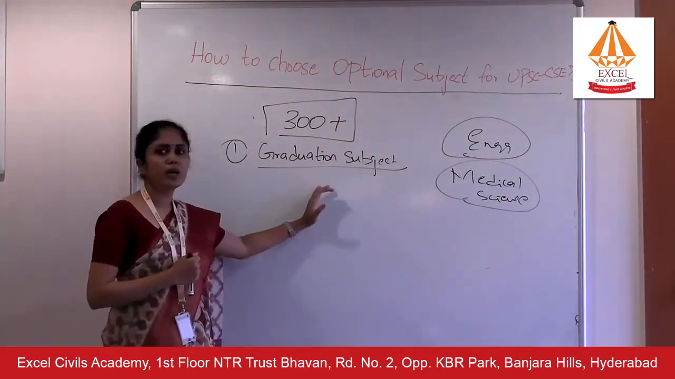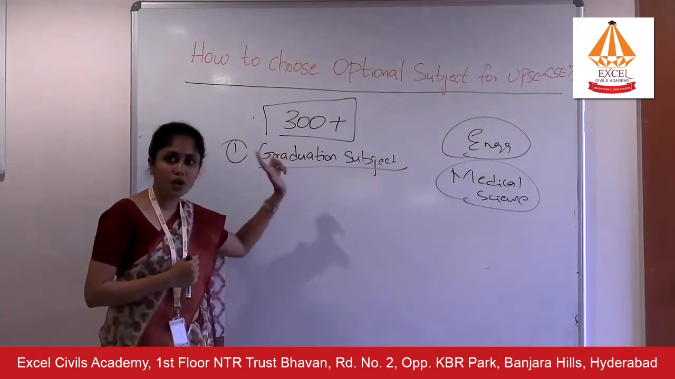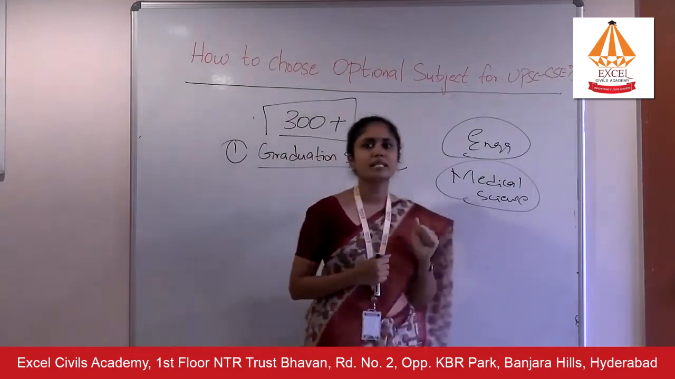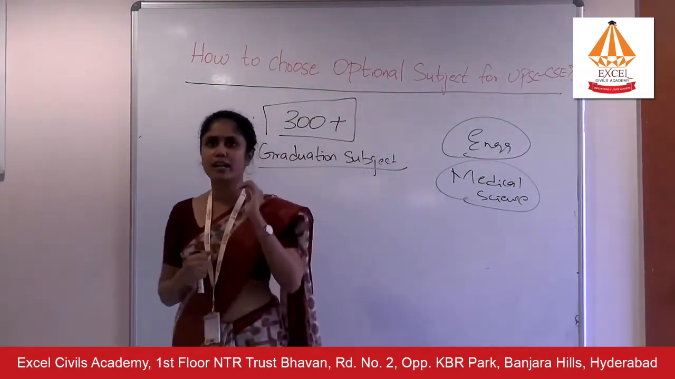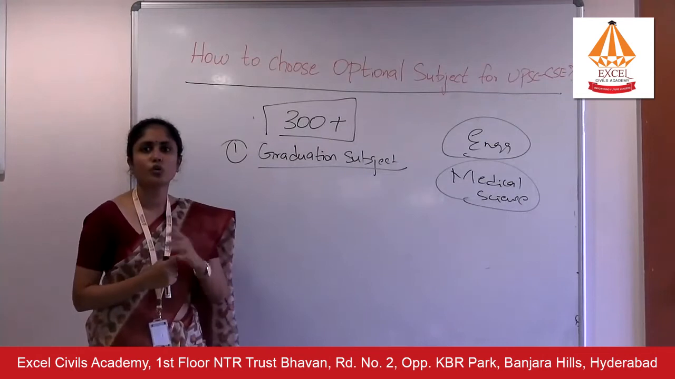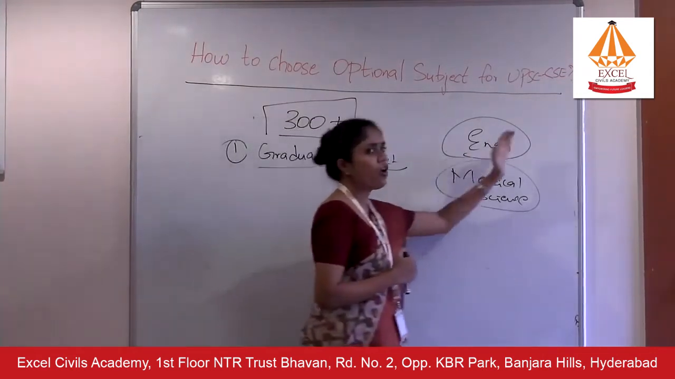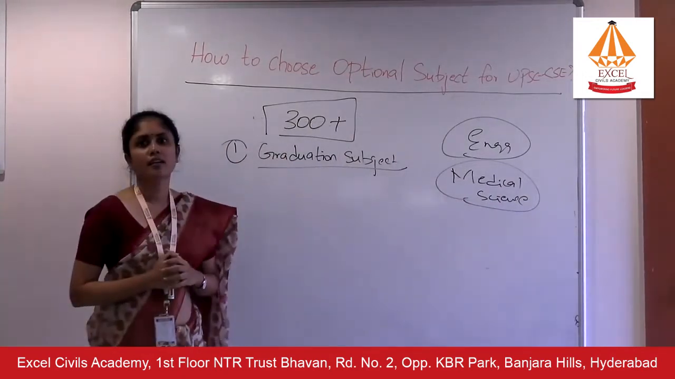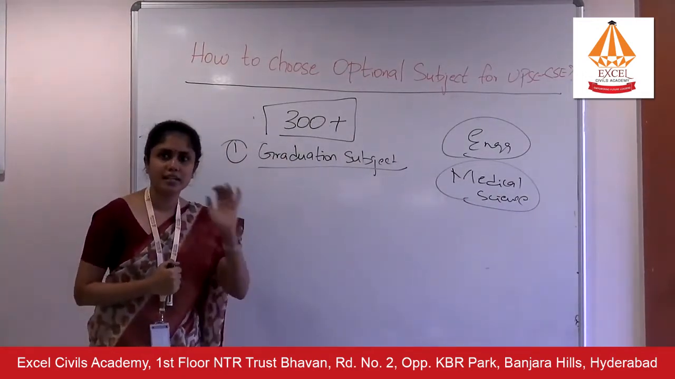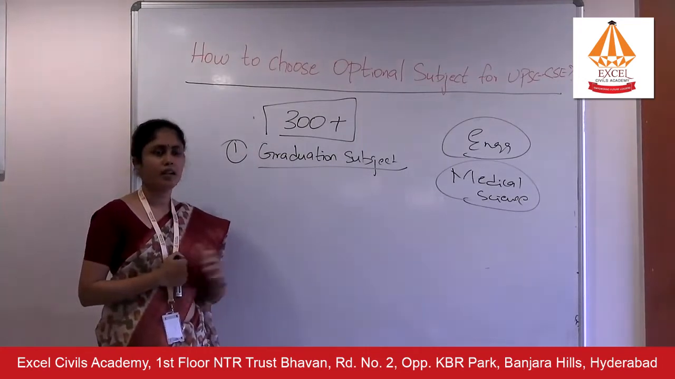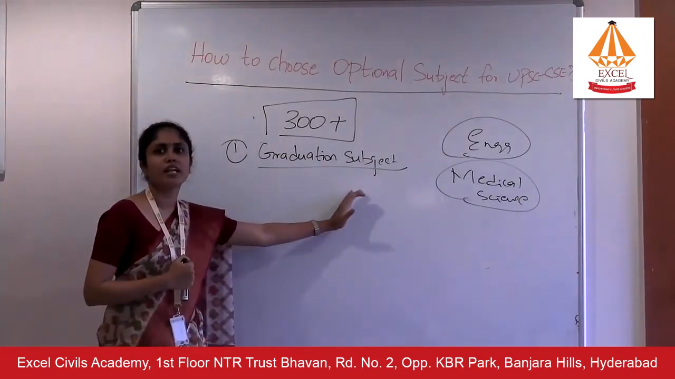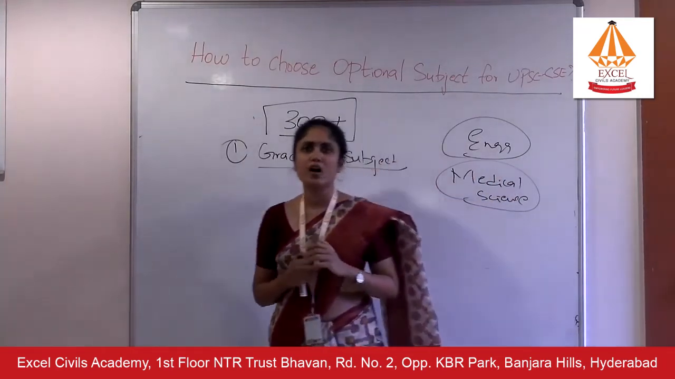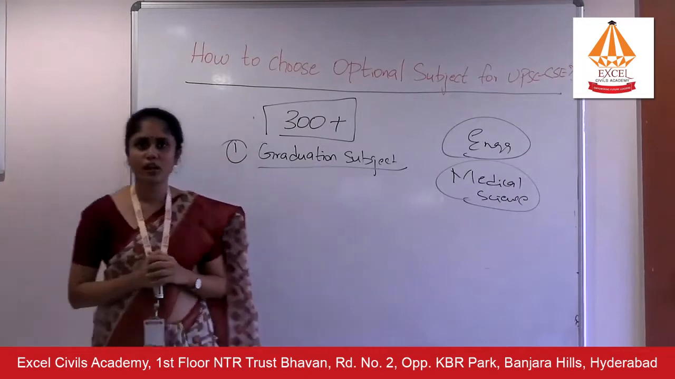Okay, so the advice that I can give here is, if you want to choose your graduation subject as your optional, please prepare very seriously while you are still pursuing your graduation. Especially those of you who have taken basic sciences or these professional degrees such as engineering and medical sciences in your graduation, please prepare very seriously while you are pursuing your graduation. Otherwise, it may not be very wise for you to start your preparation afresh and take engineering or medical science or physics as your optional.